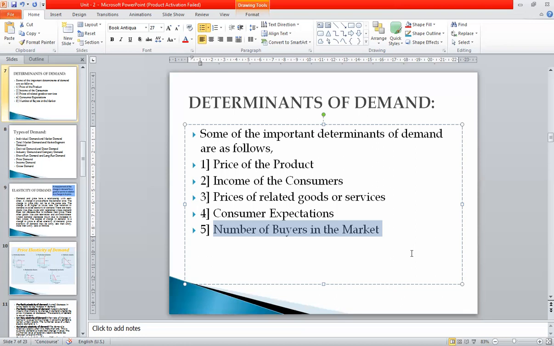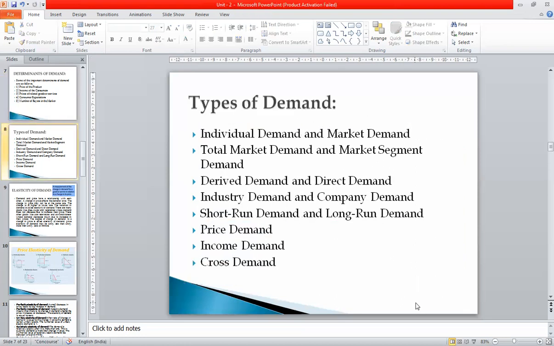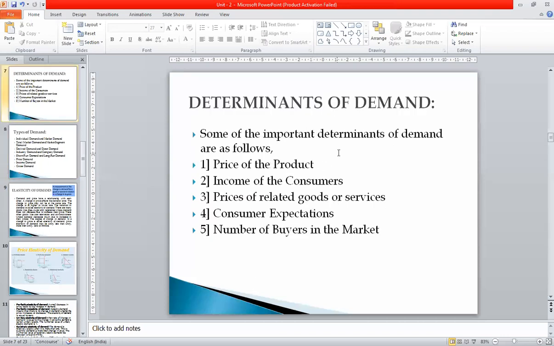These are the 5 determinants which determine the demand. And we also have a topic called types of demand. The determinants of demand is a short answer that you will get.